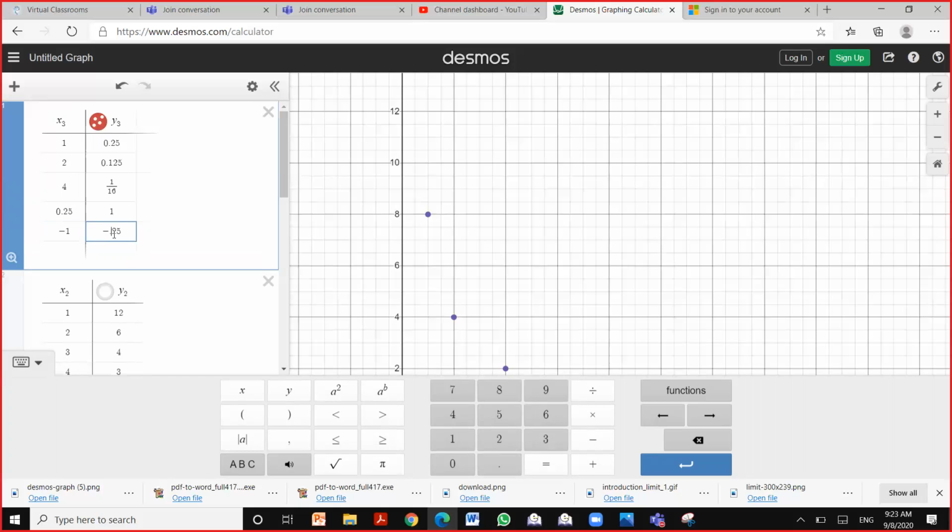I'm sorry. If it is negative 2, it will be negative 0.125. If it is negative 4, it will be negative 1 over 16.